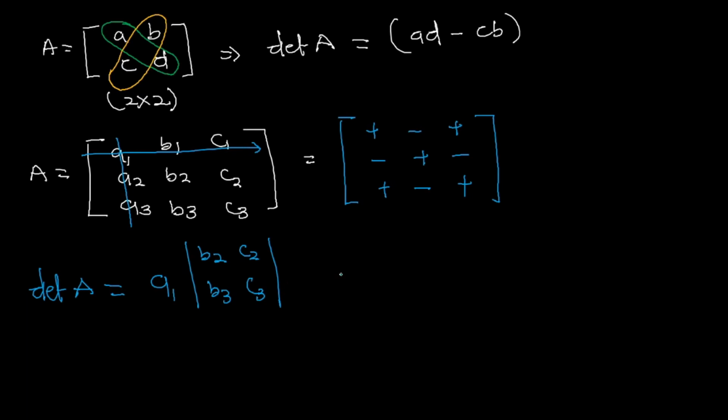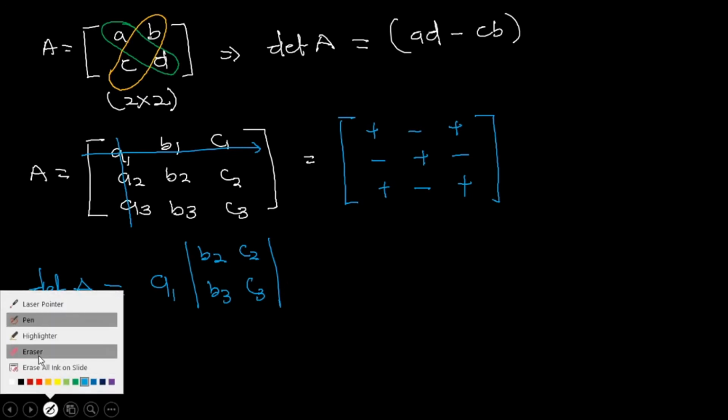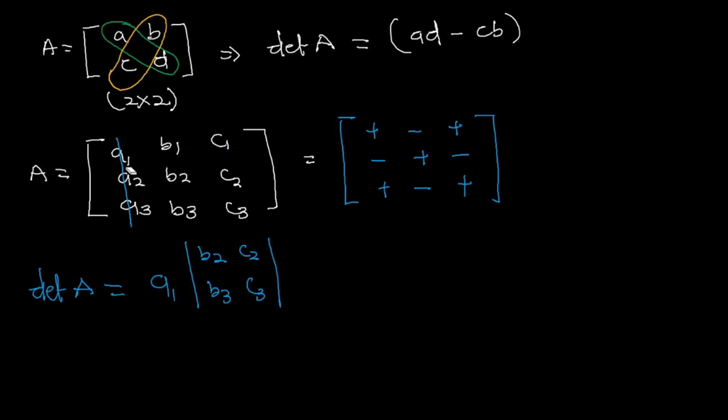Then the next element we pick is B1. Let me erase this. So we now take B1. B1 has the sign of negative, so it becomes negative B1. Then we cross this row and this column over here, so we are now left with this 2x2 matrix, so it becomes A2, C2, then A3, C3.